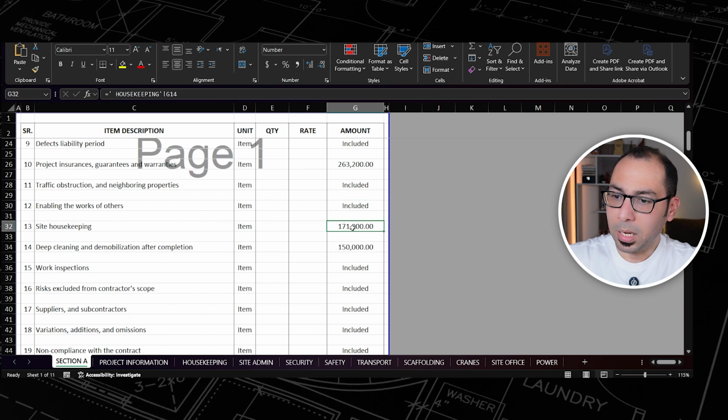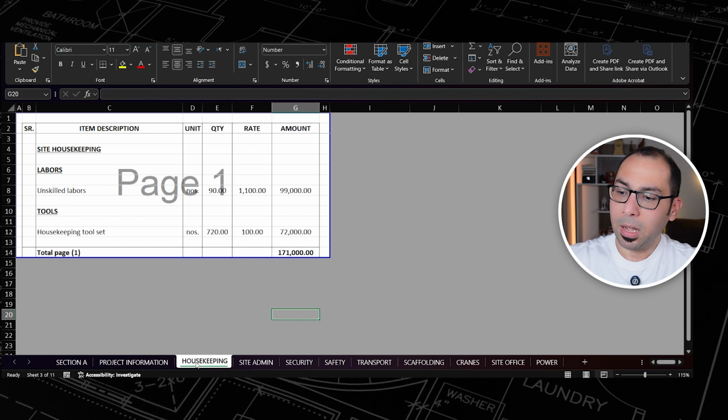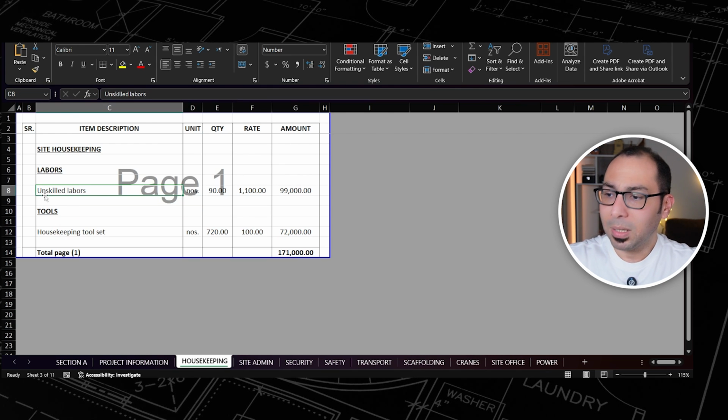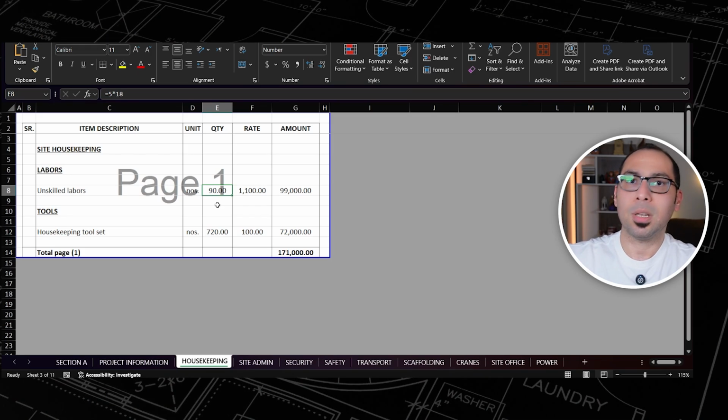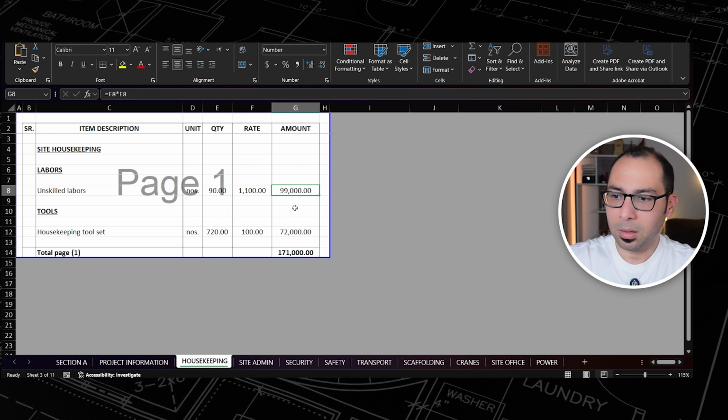Then for the site housekeeping, and this is just housekeeping of the site. So I am having an amount here again, and I have a breakdown for this amount, 171,000. So here I have one tab that I call housekeeping, and here I am splitting it into labors and tools. And I'm assuming that I will need unskilled labors to do the housekeeping. And I am assuming here 5 labors into 18 months because the project duration is 18 months. So 5 into 18, that's 90 labor months multiplied by the salary of one labor. So I am getting here 99,000.